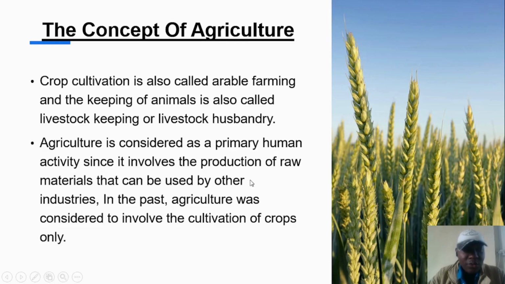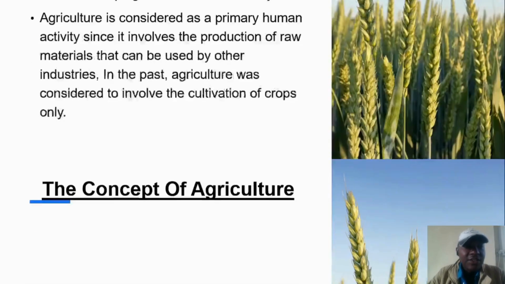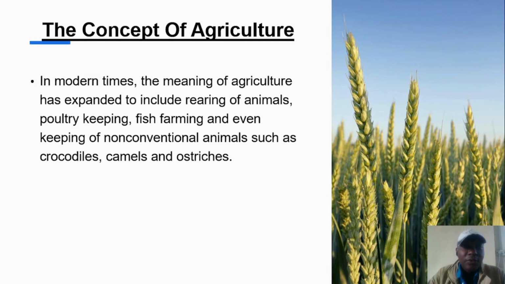Now, in the past, agriculture was considered to involve the cultivation of crops only, but recently, in modern times, we can see that agriculture has expanded to include keeping of animals, that is rearing of animals, poultry keeping, fish farming, and even keeping of non-conventional animals such as crocodiles, camels, and ostrich. So that's how agriculture has evolved over time.